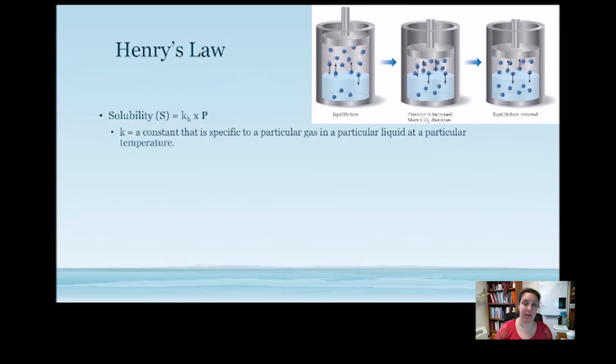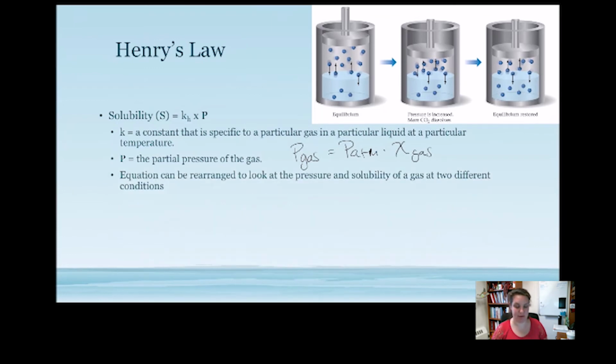Kh is a constant. It's specific to a gas, a liquid, and a temperature. So the only thing we can change is our actual pressure when we're dealing with Kh. The P is going to be the partial pressure of the gas, remembering that the P of the gas is equal to P of the atmosphere times the mole fraction of the gas. So remember that from back in 1211.